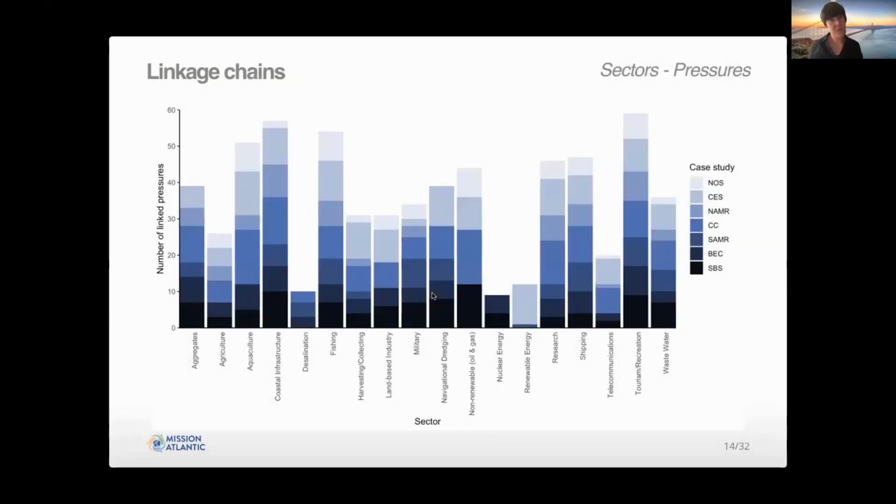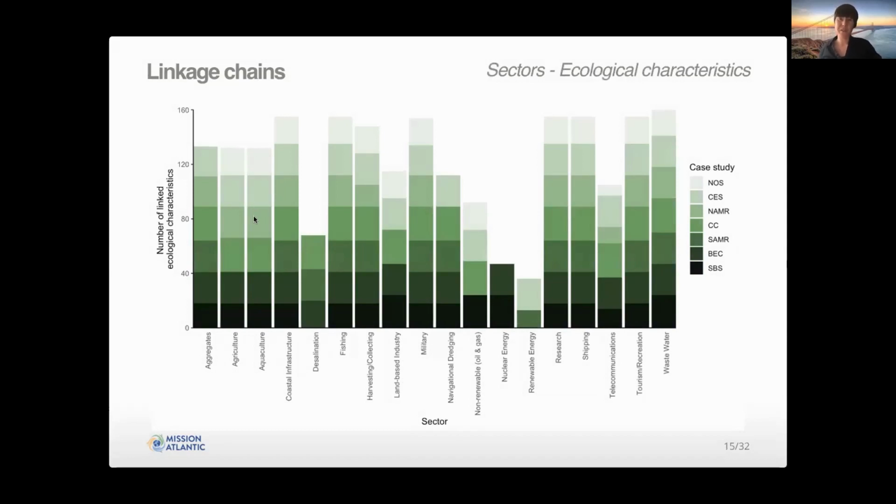So when it comes to linkage change, whether there are really strong ones, it is also a bit tricky. What we see is the sectors along the x-axis, and on the y-axis the number of linked pressures, and the different color codes relate to the different case studies. And so what we see here mainly is that some sectors relate only to a few, some to more, but we also see that there are differences proportionally between the case studies. But since pressures link to the ecological characteristics, how is it then with the sectors linking to them? Because many pressures link to many ecological characteristics, it turns out that almost every sector is related to all of the ecological characteristics, and differences between case studies become smaller.